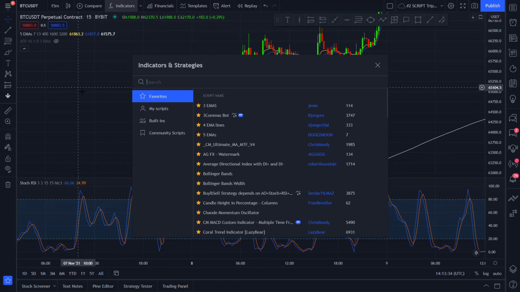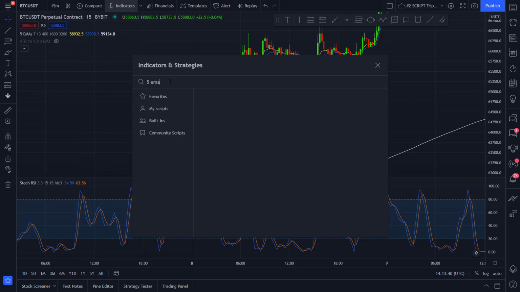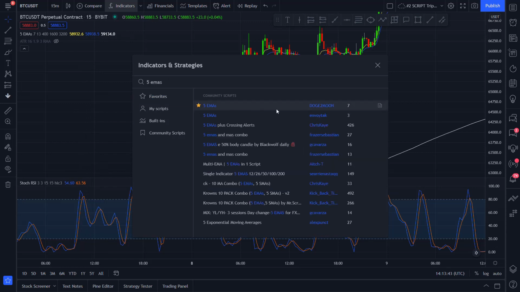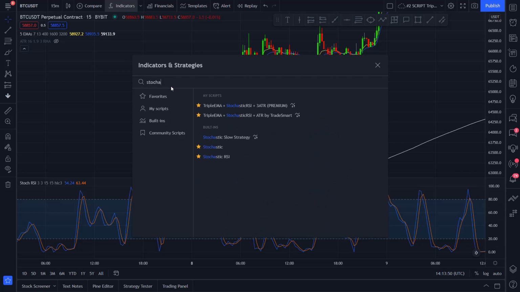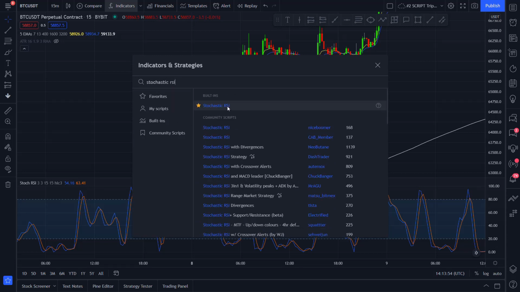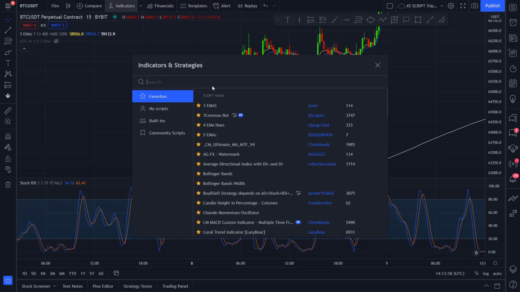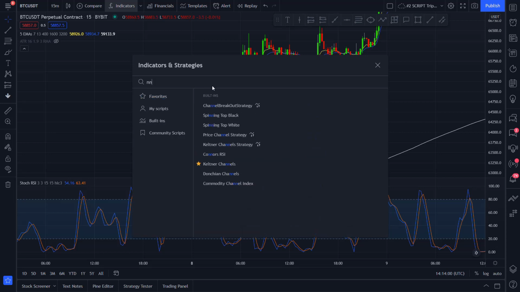For this strategy, we are going to use 3 different indicators. The first one is going to be the 5 EMAs, so type in 5 EMAs and click on this one. After that, type in stochastic RSI and click on this one. And finally, type in NNFX ATR and click on this one.